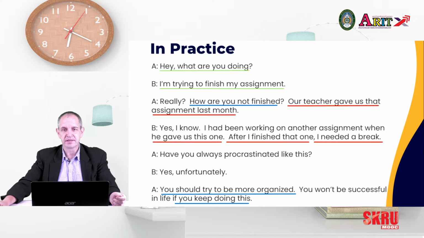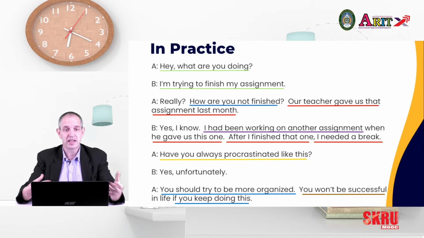Next tense is past simple, and we have examples here. Our third tense is present perfect. Have you always procrastinated like this? Past perfect continuous, future tense. And so that's all the tenses that you used in the same conversation.